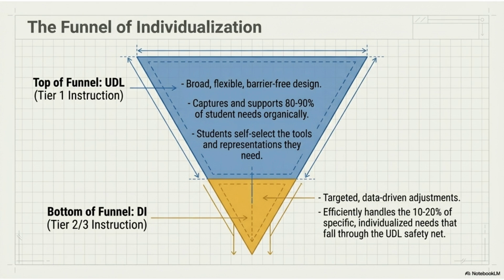Think of instruction as a funnel. UDL forms the broad, flexible top, capturing and supporting 80 to 90% of student needs as Tier 1 instruction. Tiered instruction provides different levels of support based on student needs. DI helps to address the needs at the bottom or the top, efficiently handling the specific, individualized needs that fall through the UDL safety net as Tier 2/3 instruction.